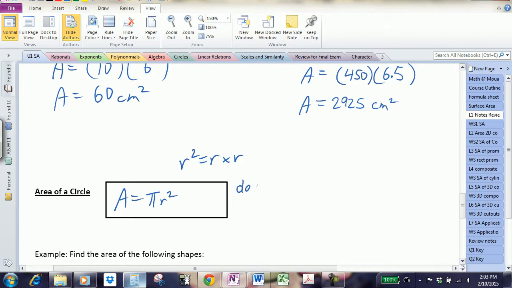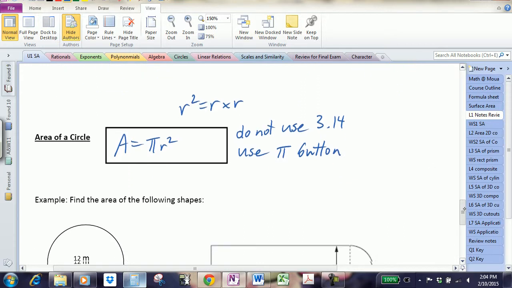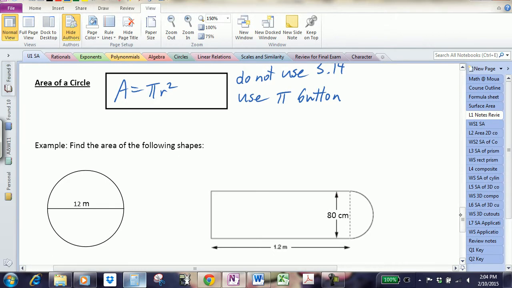Do not use 3.14. Use your pi button. It will make every question wrong if you do not. Now we're not even going to go to our decimals. We're going to use the exact answer.